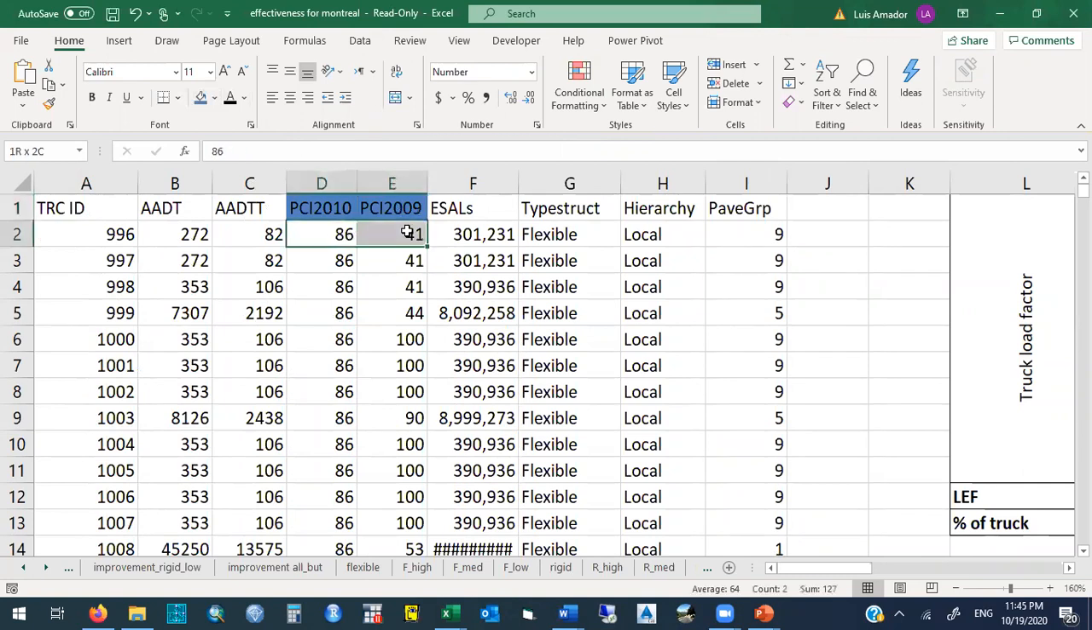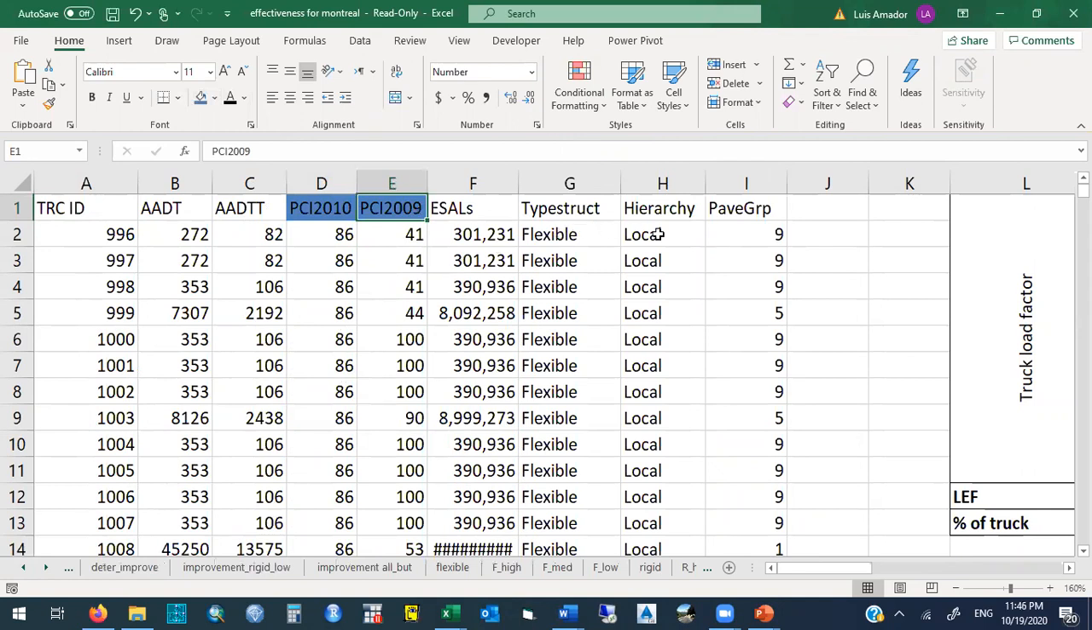When I make the difference between these, I know if it is improving or deteriorating, right? This one, for instance, moved from 41 to 86. So I know it's an improvement, right? But this one moved from 100 to 86, so it's deteriorating. This one moves from 90 to 86, it's deteriorating. This one moved from 53 to 86, so it's an improvement. Because this is the year after and this is the year before.